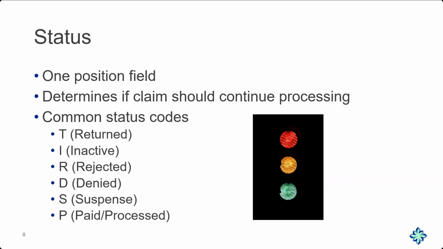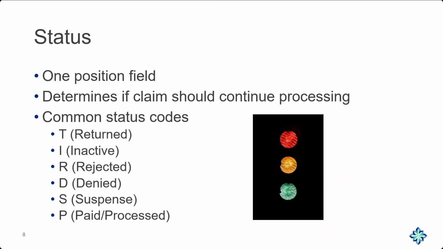So we have T as in Tom, which stands for returned. I stands for inactive. R stands for rejected. D stands for denied. And I'll pause here for just a second, because if a claim's rejected, it's not being paid. If an item or service is rejected, you're not getting payment for it. The same with denied. You're not receiving payment from Medicare, but the reason behind why you're not getting payment and the steps you need to take after that are a little bit different.